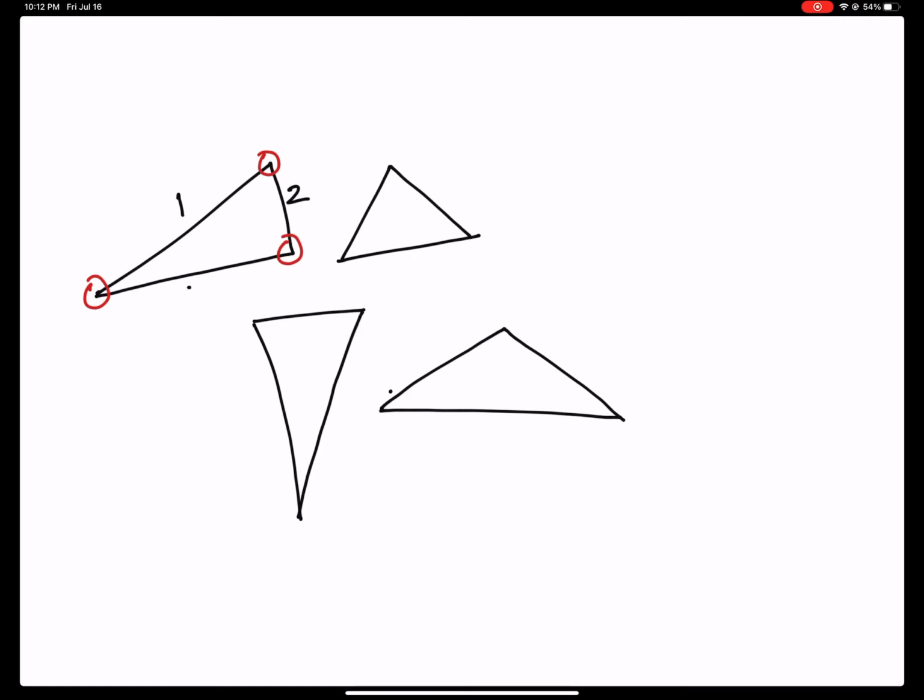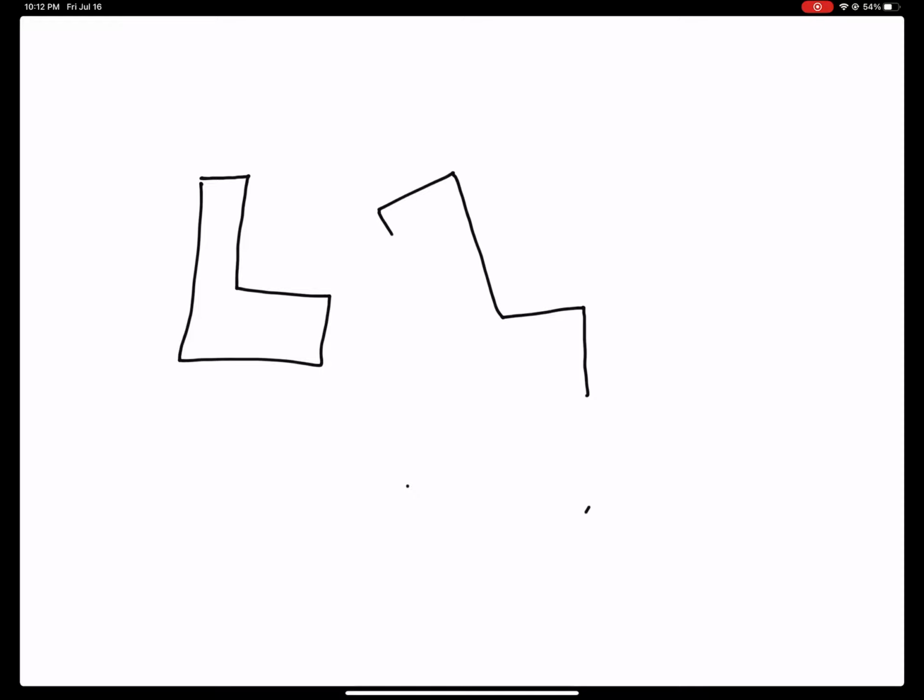Create a shape with 6 sides and 6 angles. What do you call a shape with 6 sides and 6 angles? Yes, a shape with 6 sides and 6 angles is called a hexagon.